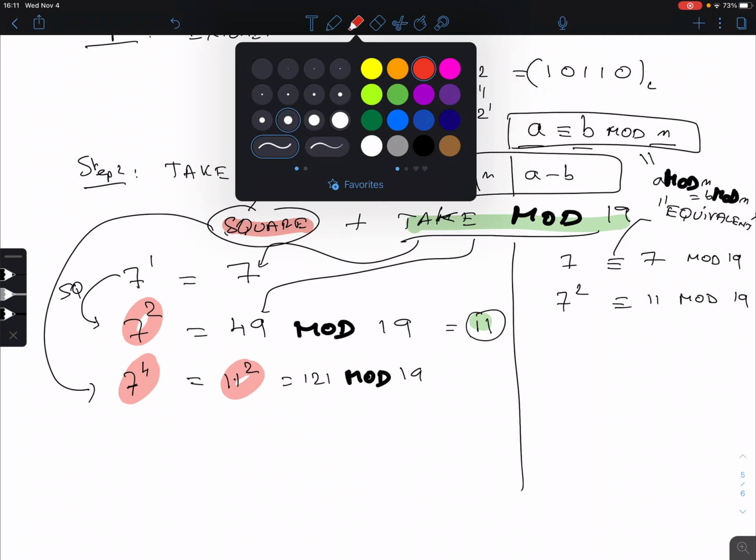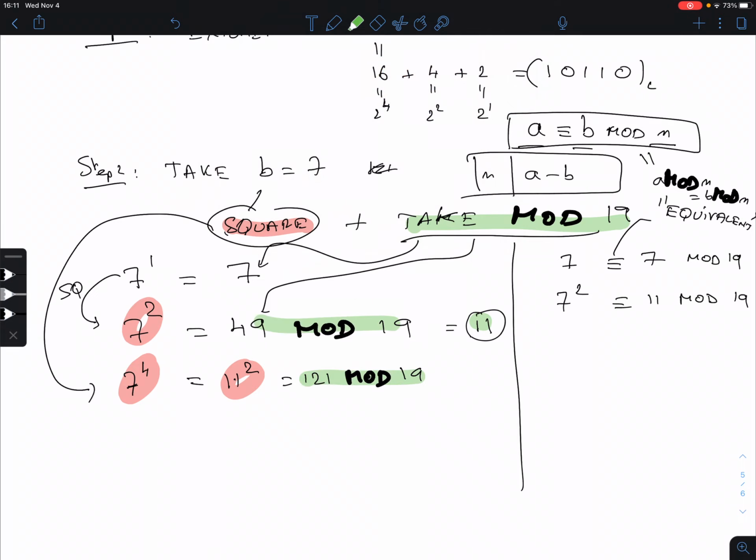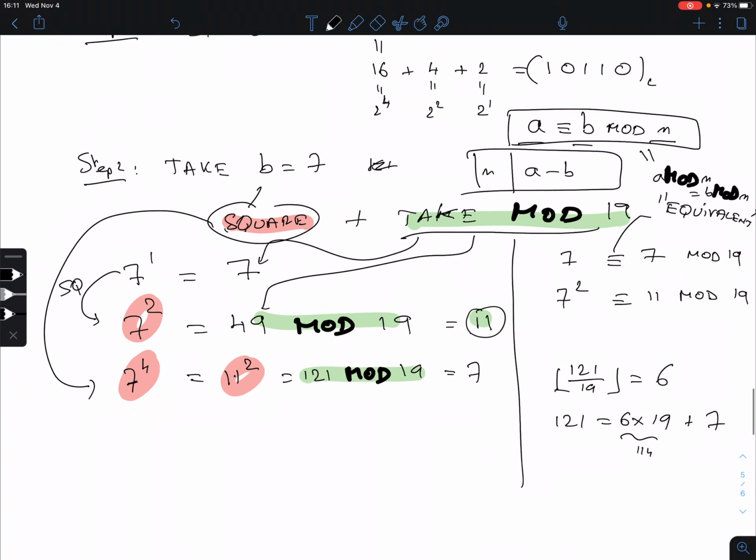So here is the other operation, the second part of my strategy. What is 121 divided by 19? That is 6. So I know that 121 is 19 times 6, which is 114, plus, and now I see that the remainder is 7. Okay, so this is 7. Of course, the numbers that I get at the very end all have to be smaller than 19, right?